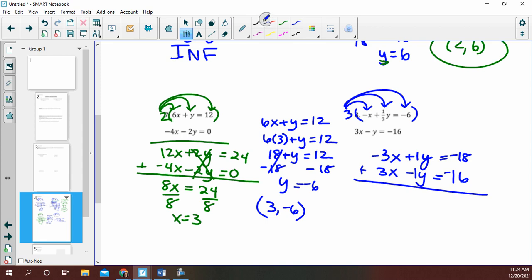Okay, negative 3 plus 3 is 0. Negative 1, or positive 1 plus negative 1 is 0. This gives me negative 34. Okay, so 0 is equal to negative 34. So I got a no solution happening here.